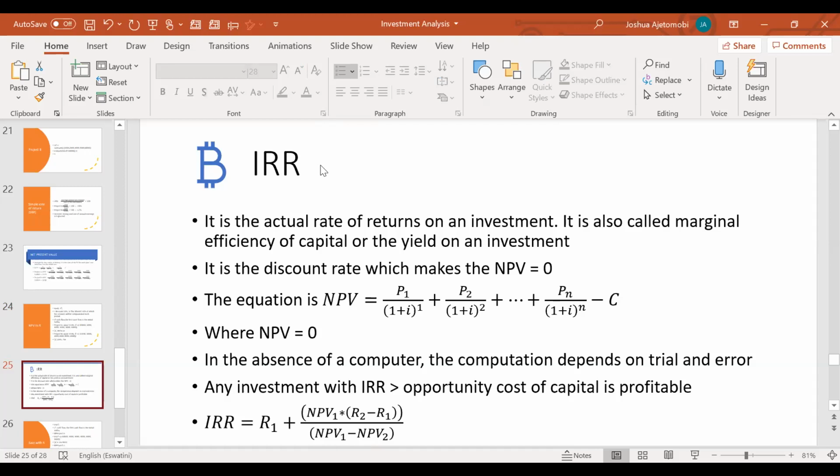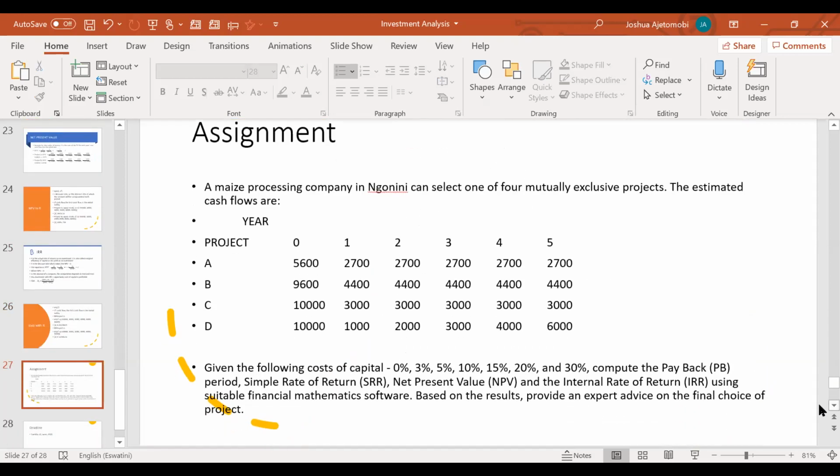So in the absence of a computer, it's not easy, it normally depends on trial and error. So you will try various percentages. You look at interest rates where your NPV is positive, then you will get another interest rate where your NPV is negative. Then you will use this formula. IRR is equal to R1 plus NPV1 into this, in order to calculate your IRR.